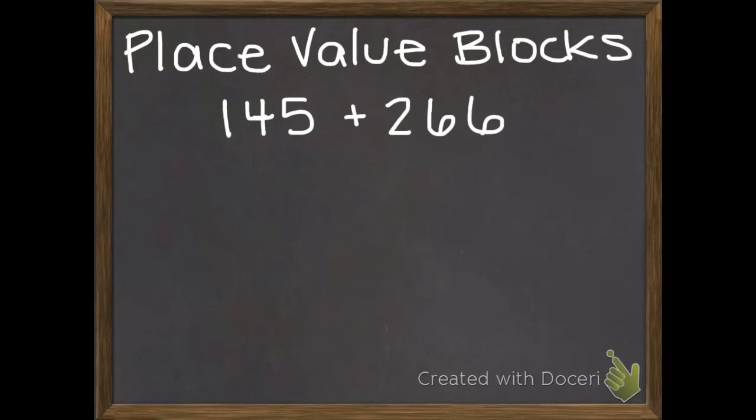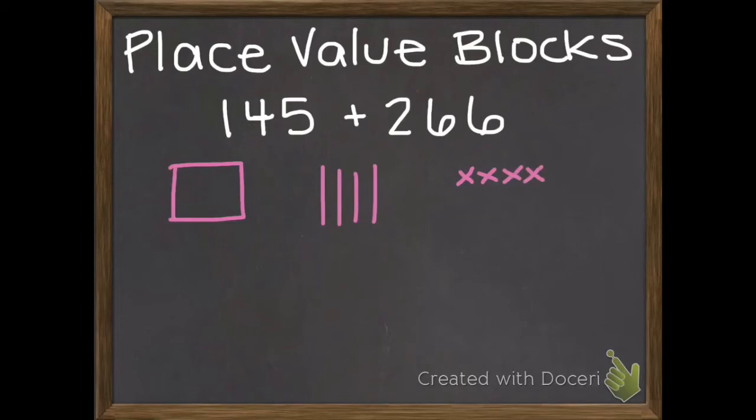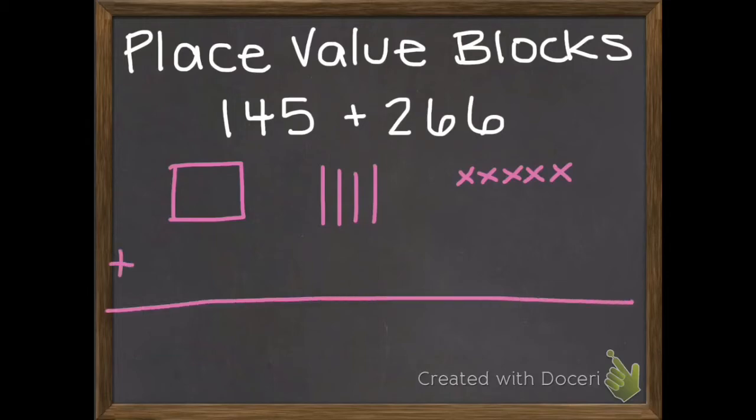One of the first ways that we learn to build a number is with place value blocks. And since you don't want to draw the place value blocks exactly, we can just show a model of them. First, we would build the number 145. There's the 100 block. There are 4 tens, and there are 5 ones. I just built 145. Now I'm trying to add 266.